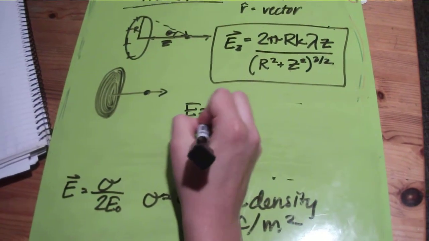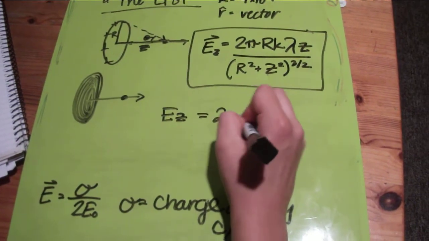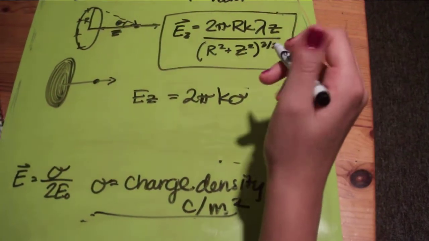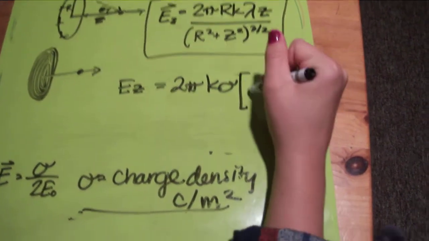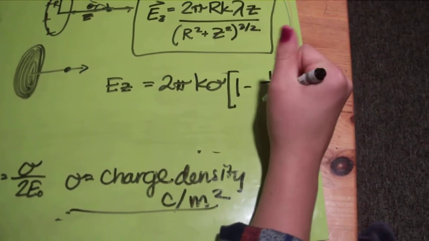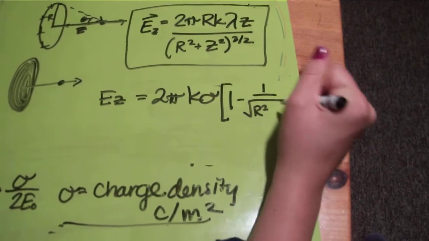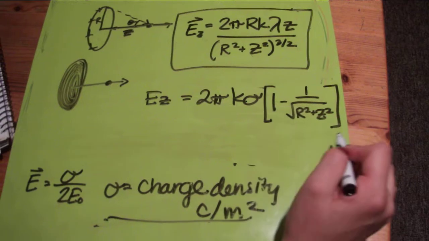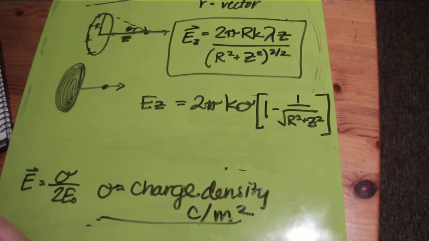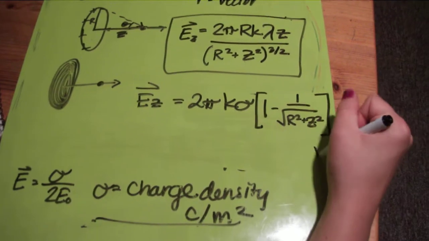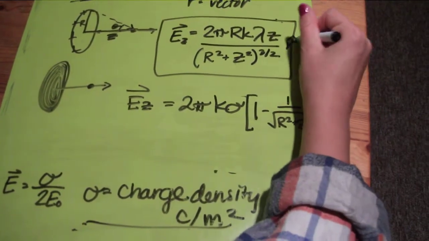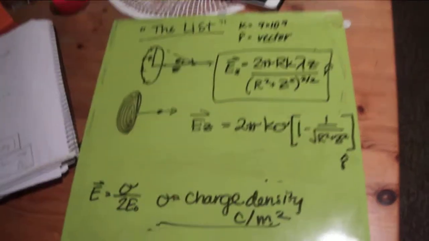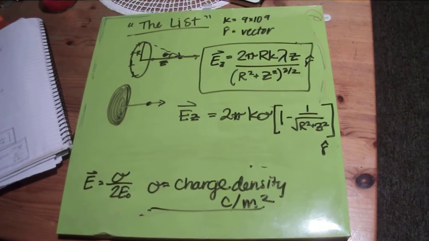And EZ for a disc equals 2 pi k sigma, which is charge density, times 1 minus 1 over root radius squared plus z squared. So if you were given a problem, we'd be given these dimensions and you'd have to plug it in for the E field here. And don't forget to have the vector points, add an r hat there. And those are the main equations that we need to know for this unit.